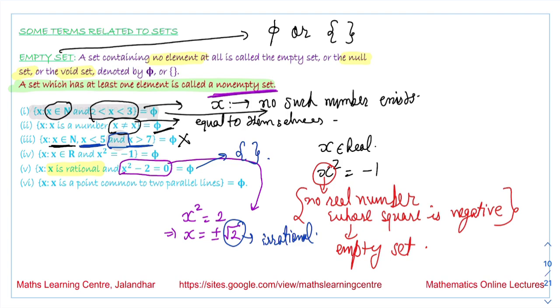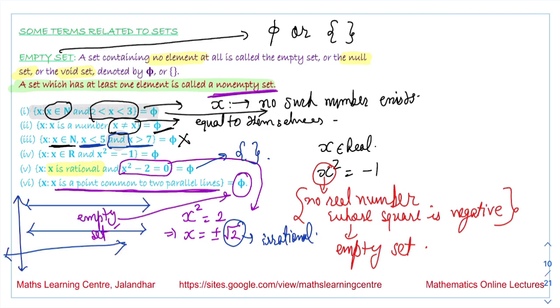X is a point common to two parallel lines. So we are saying the definition we have is that two parallel lines have no common point. Next definition we have is the singleton set. So a set containing exactly one element is called a singleton set.